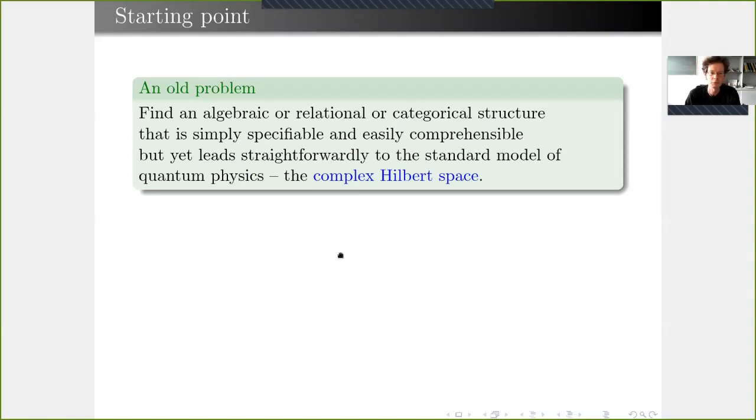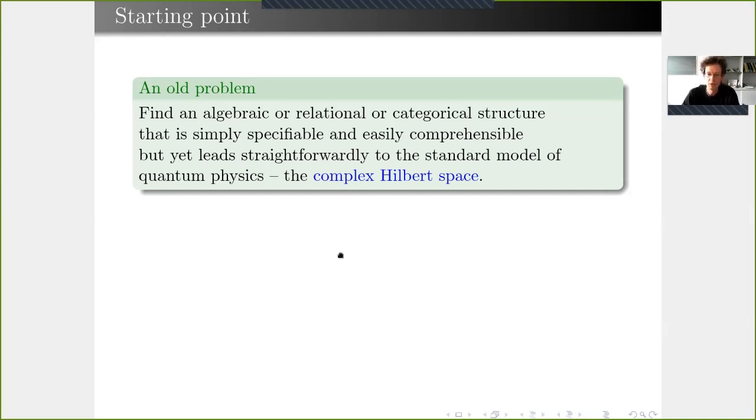We could say we would like to have everything from nothing. What we'd like to have is structure, maybe an algebra, maybe a relational structure, maybe a category, which is totally easily definable and really easily understandable, but yet leads straightforwardly to the complex Hilbert space as the standard model of quantum physics.